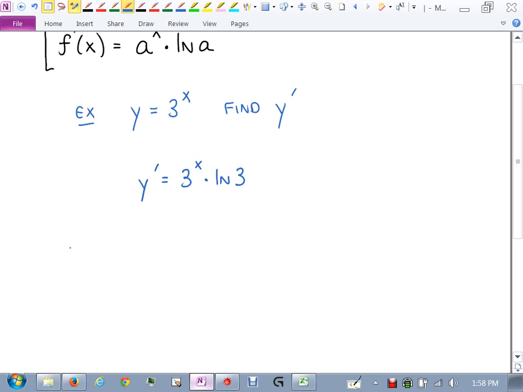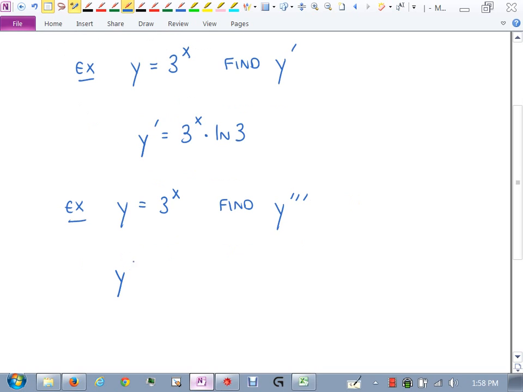Okay, let me ask you one more thing. Same exact one. Find y triple prime, the third derivative. So what's the derivative? First derivative we just said was 3 to the x. Be careful with your verbiage on that. It's 3 to the x. If you say 3x, that means 3 times x. I know you know what you meant, but just work on that. So y prime would be 3 to the x, natural log 3.